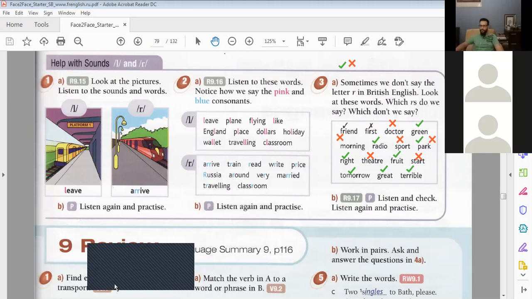Radio. Sport. Park. Right. Theatre. Fruit. Start. Tomorrow. Great. Terrible.